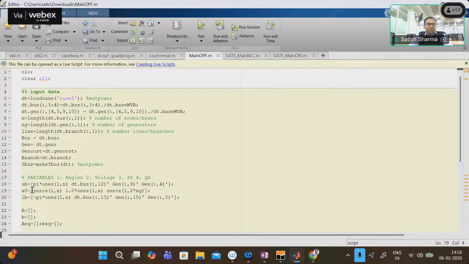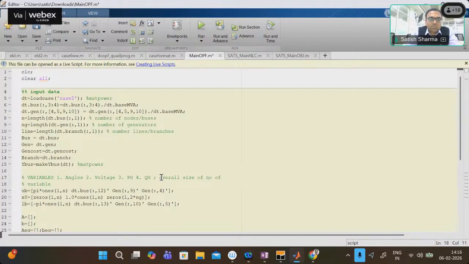So let's define first of all the x naught. The size of x naught will be the overall number of variables, which will be n angles plus n voltages plus ng pgs plus ng qgs. So this will be the actual size of the variable, and this is what we have defined here.